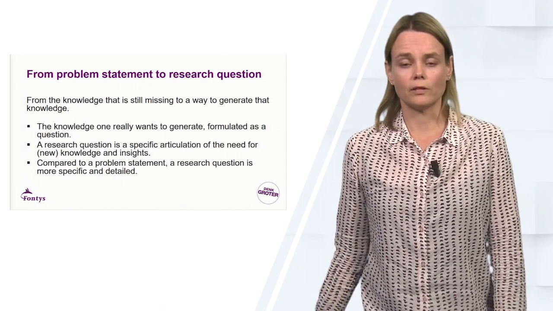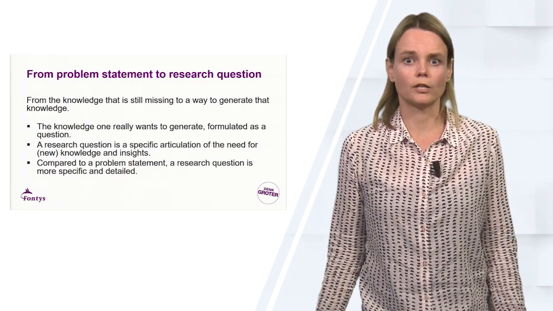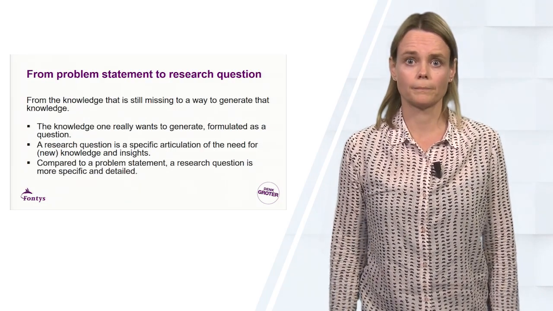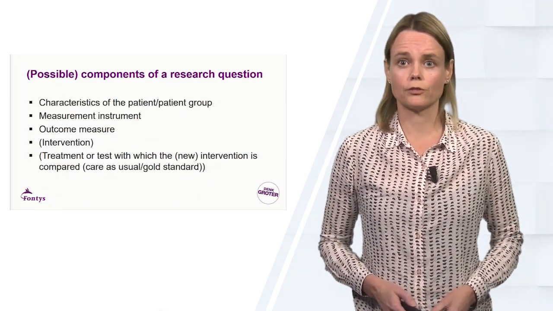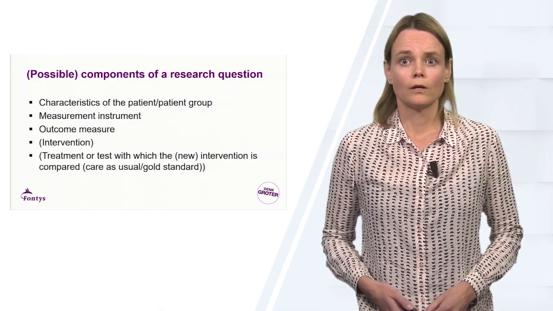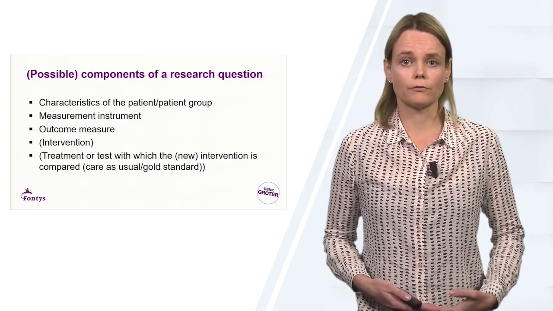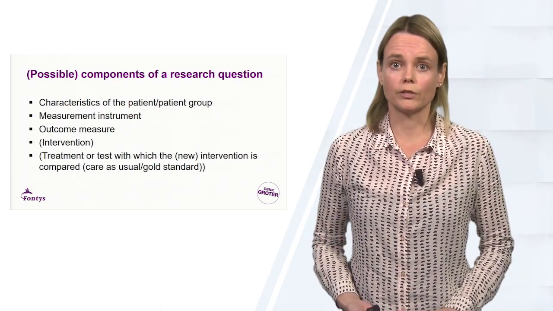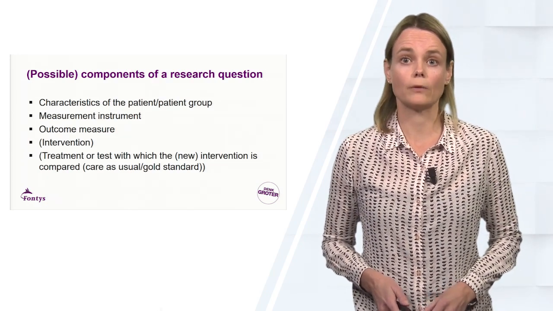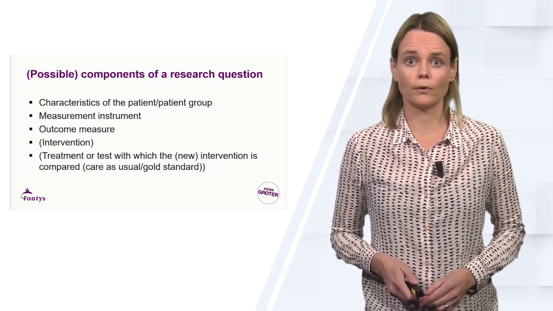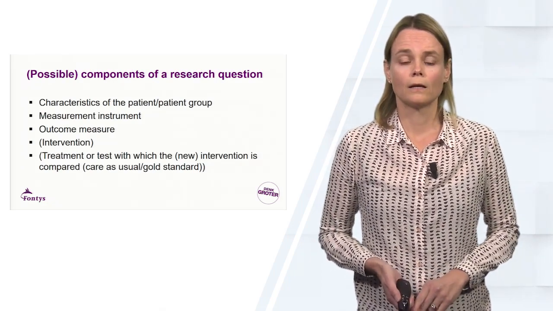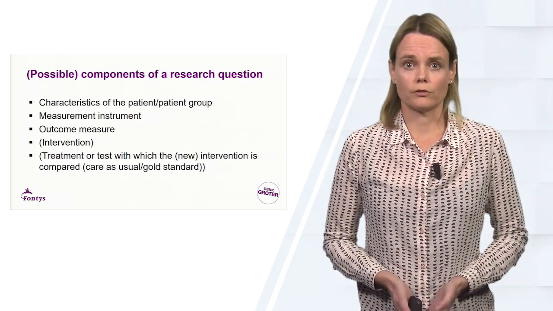The problem statement that we talked about before is usually very general. However, the research question is more specific and more detailed. When formulating a research question, we need to know what components should be in it. First, you want to address which target population or which patient group you're going to research, and specifically the characteristics of that patient group. For example, what disease do the people have? Are they male or female? So that's one component of the research question.